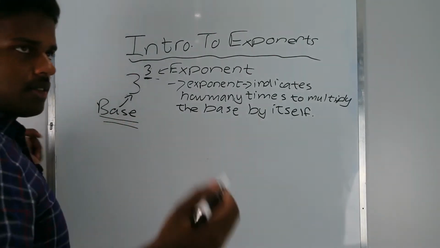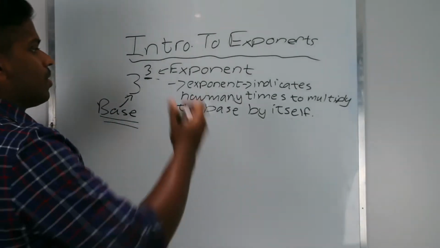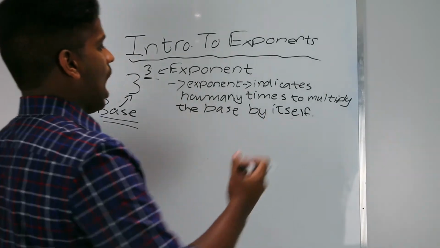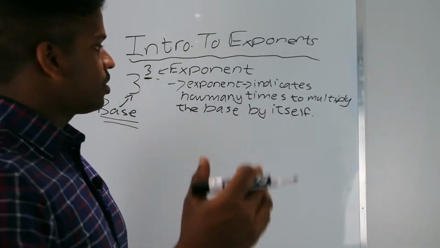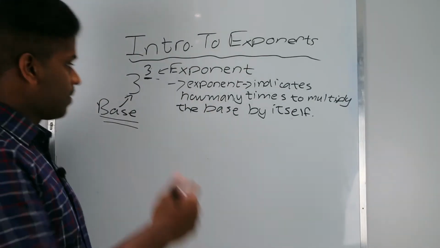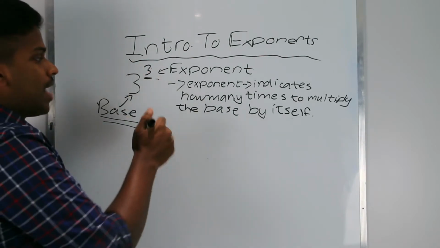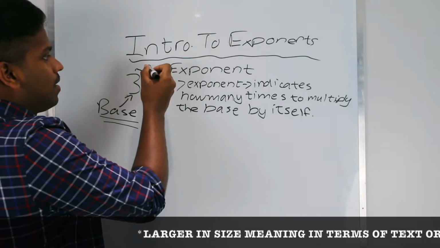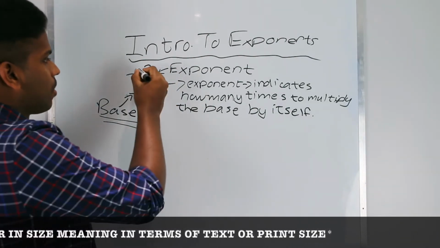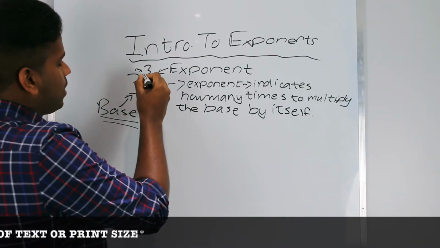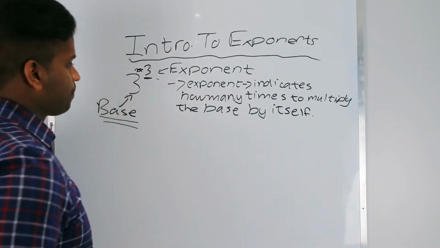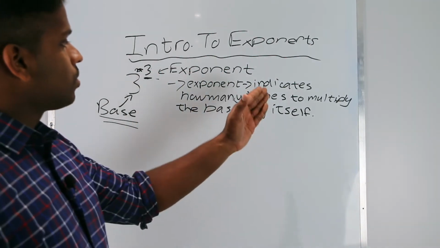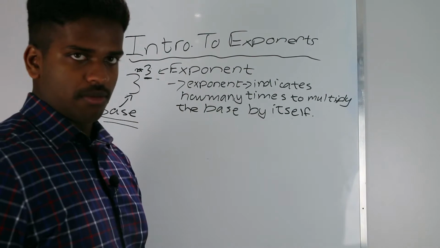So what does this exponent indicate? This exponent indicates how many times we have to multiply the base, which is the number that is larger in size than the exponent and sits underneath the exponent. So how many times should we multiply the base by itself?